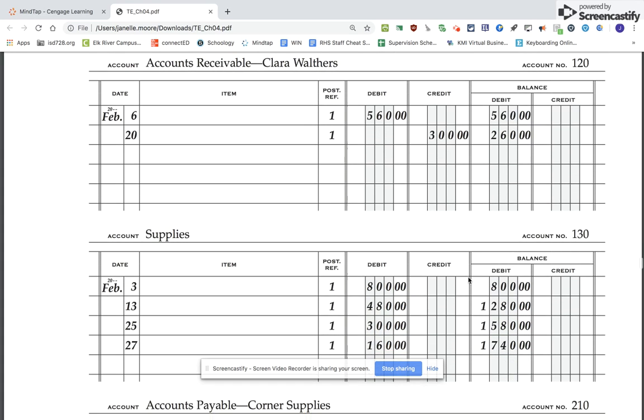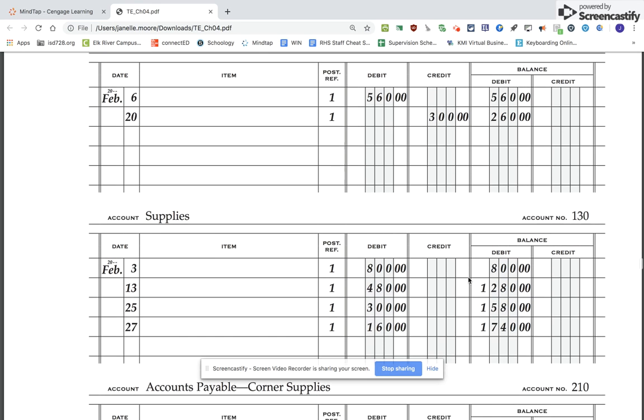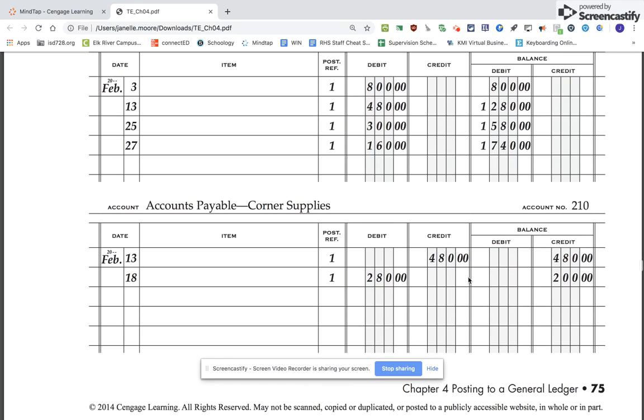Moving down, in this example, we had 4 entries to supplies, all of which were debit. So whether we bought supplies on account or for cash, every time we had a debit entry. So at the end of the month of February, we have a balance of $1,740 in supplies.